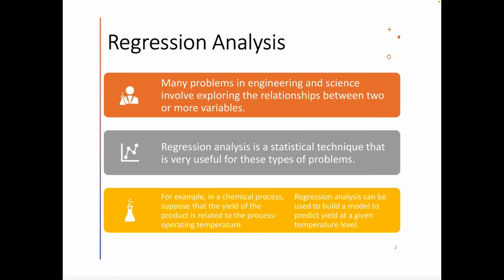At the end of this chapter, regression analysis, we should be able to investigate the strength and direction of a relationship between two variables by collecting measurements and using suitable statistical analysis. Also, be able to find the equation of regression lines and use them where appropriate. For example, in a chemical process, suppose that the yield of the product is related to the process operating temperature. So the regression analysis can be used to build a model to predict yield at a given temperature level.